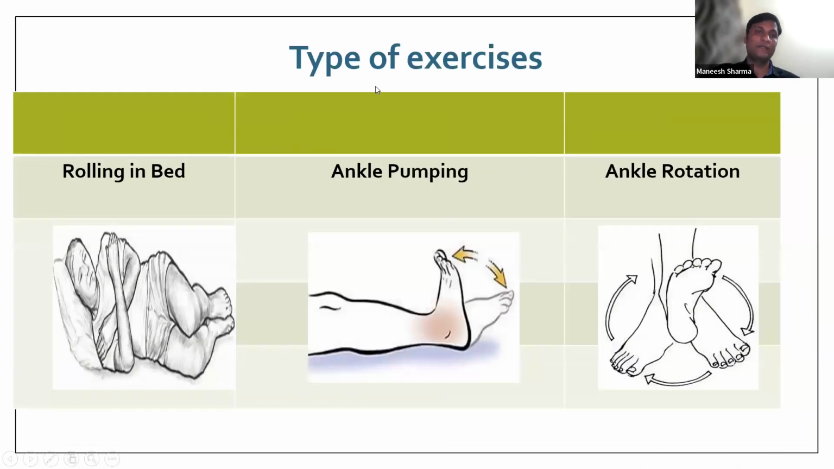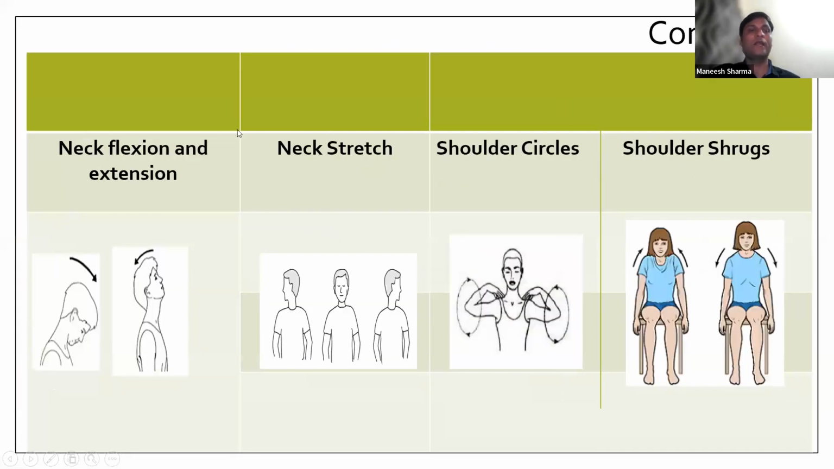Okay, the types of exercises which are recommended in phase 1 are rolling in bed. So we can teach the patient how to roll in the bed, ankle pumping and ankle rotation. These exercises are normally taught to the patient in the first phase of cardiac rehabilitation, that is, the hospital phase. Also neck flexion and extension, neck stretch, shoulder circles and shoulder shrugs. These are a few exercises which can be taught to the patient so that muscle lethargy can be prevented and the patient may have proper circulation.